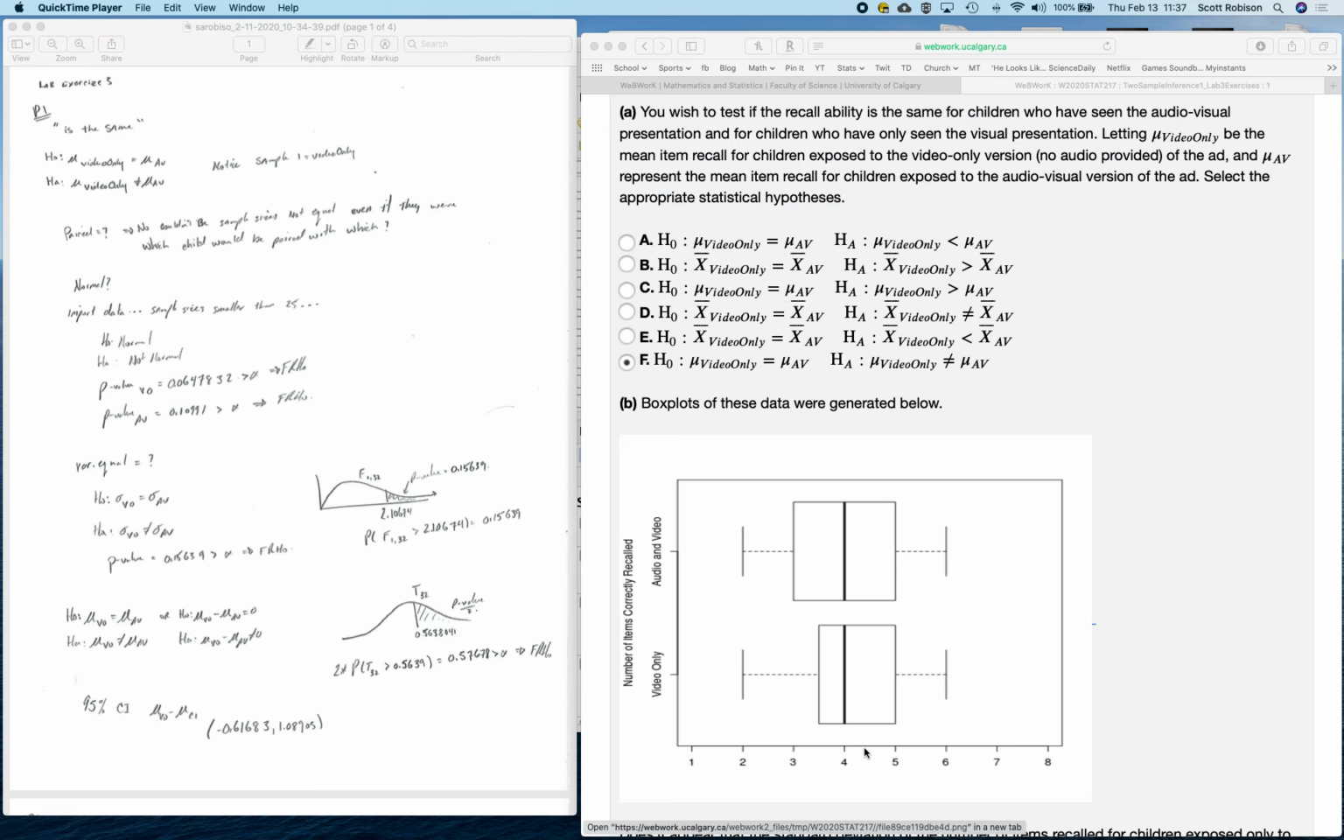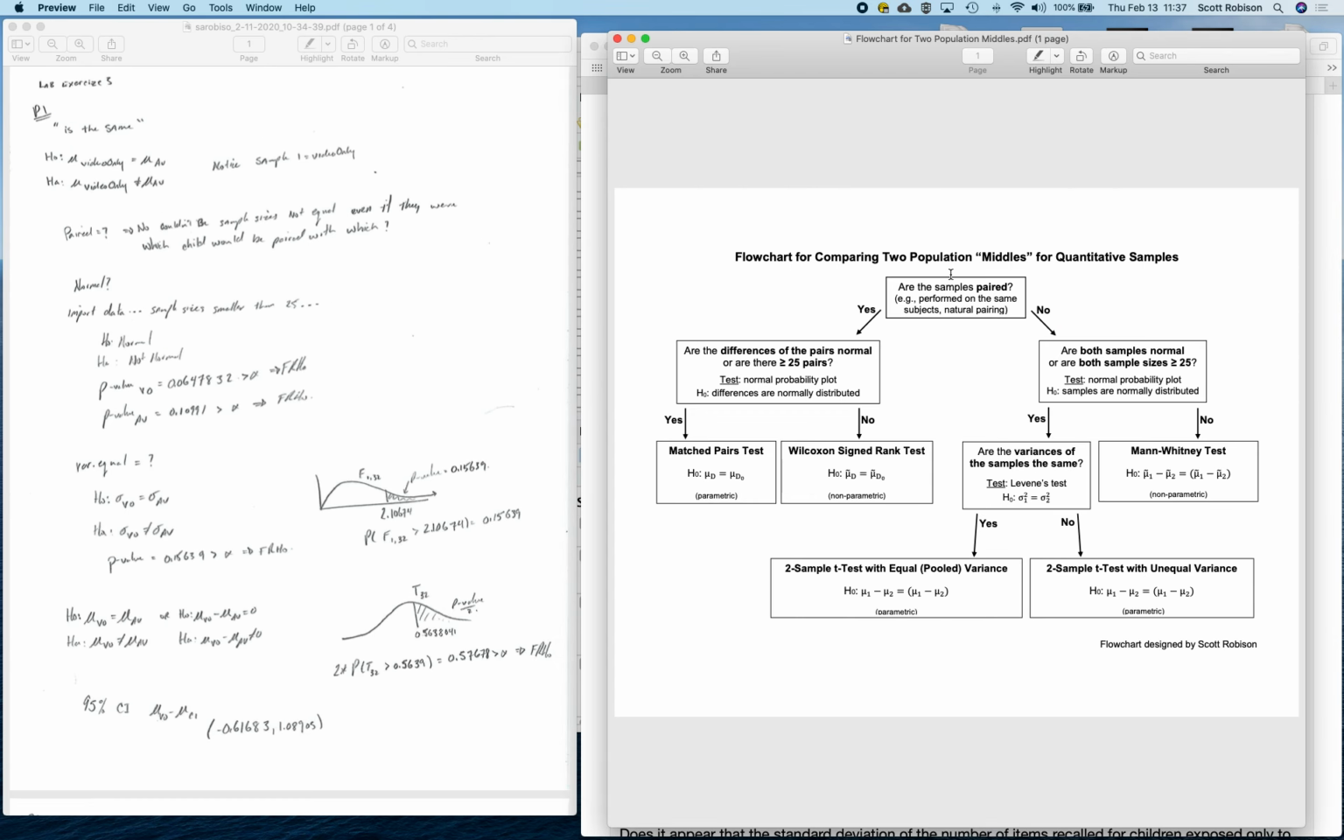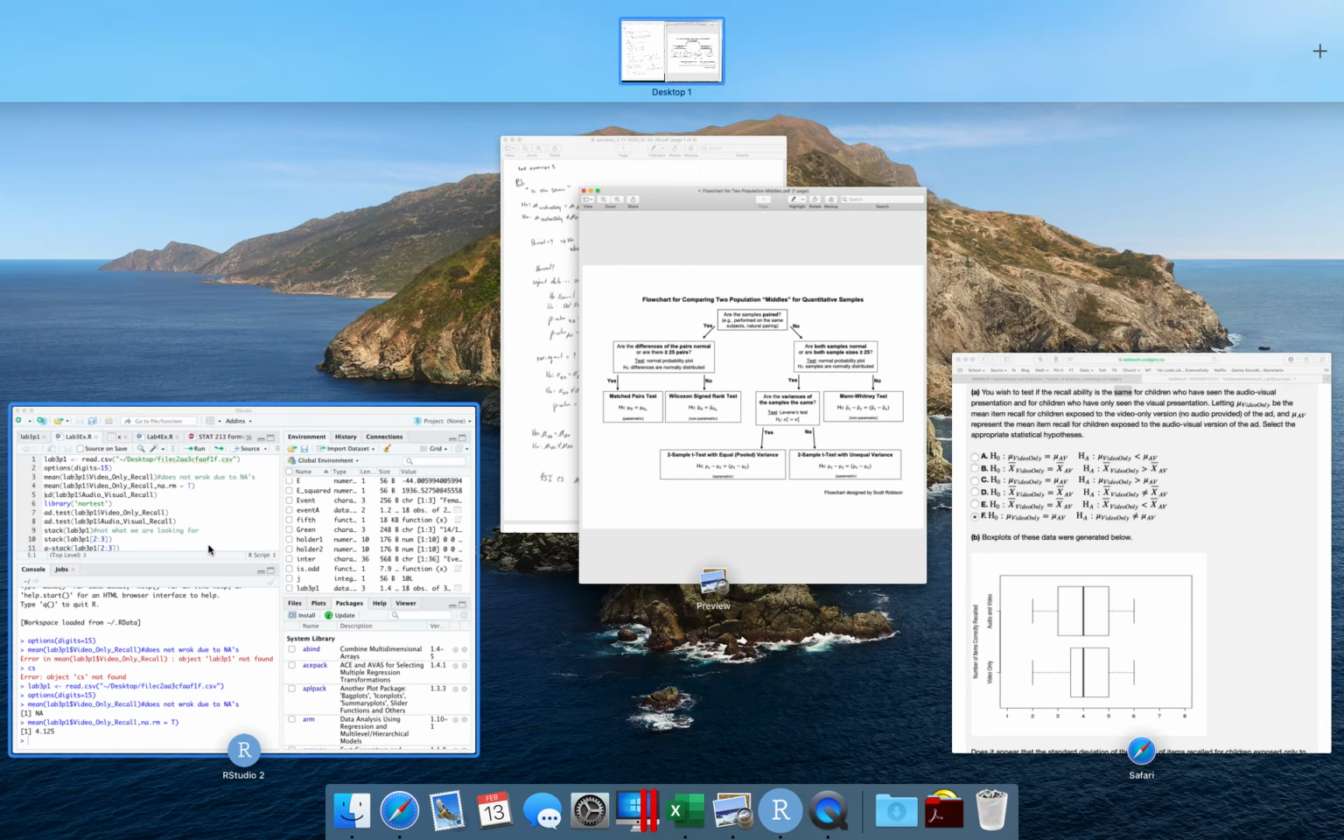Now that we've looked a little bit at the data and we want to compare these two groups, specifically we're trying to see if it's the same or not. So we're trying to find if the mean of video only is the same or not the same as audio and visual. We really need to consider what the most appropriate way to do this is. So are the samples paired?